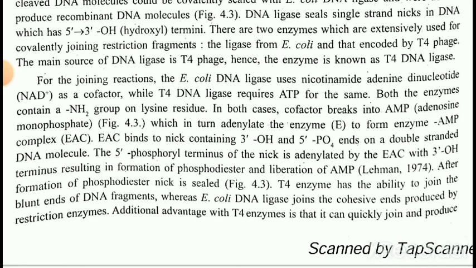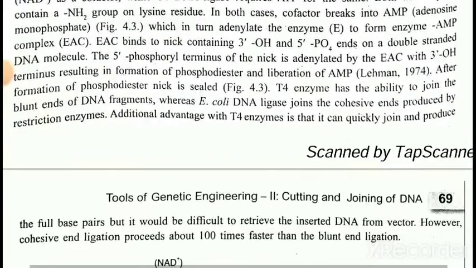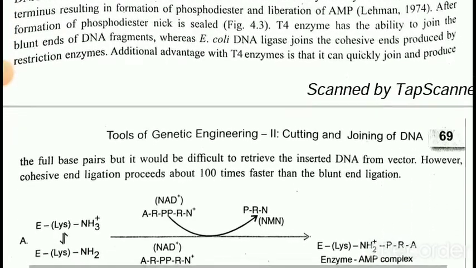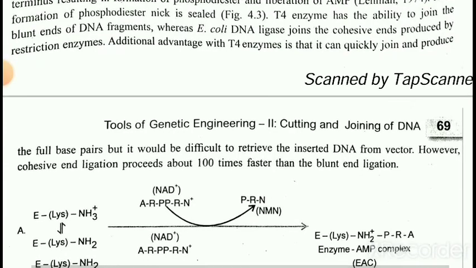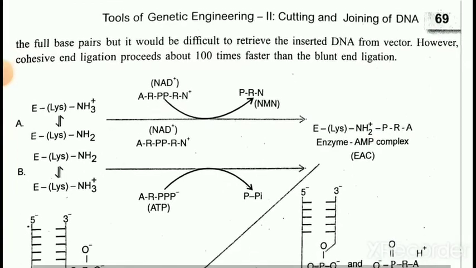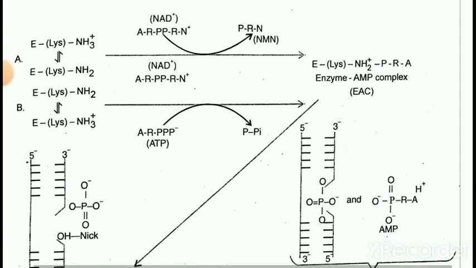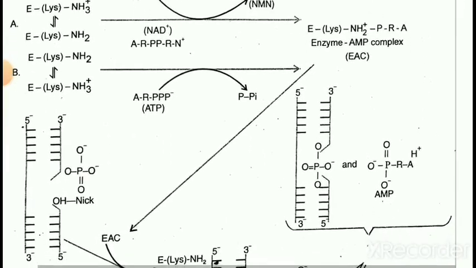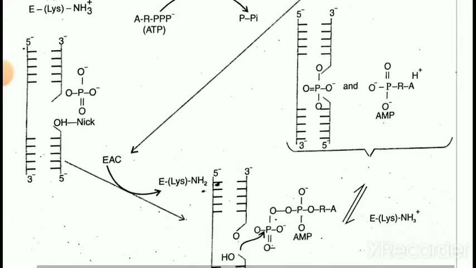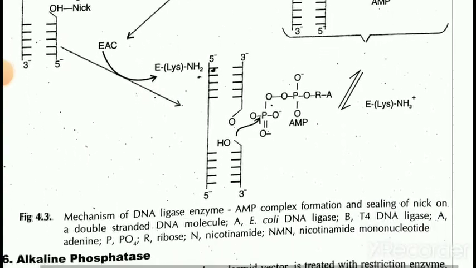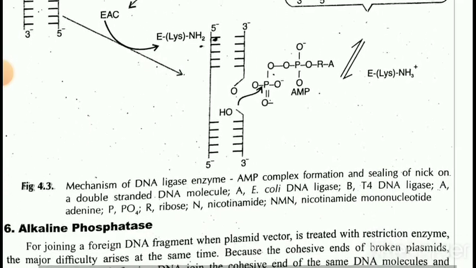T4 enzyme has the ability to join the blunt ends of DNA fragments, whereas E. coli DNA ligase joins the cohesive ends produced by restriction enzymes. Additional advantage with T4 enzyme is that it can quickly join and produce the full base pairs, but it would be difficult to retrieve the inserted DNA from vector. However, cohesive end ligation proceeds about 100 times faster than the blunt end ligation. See the figure. Figure 4.3. Mechanism of DNA ligase enzyme-AMP complex formation and sealing of nick on a double-stranded DNA molecule.